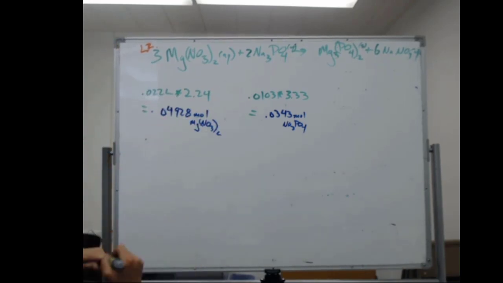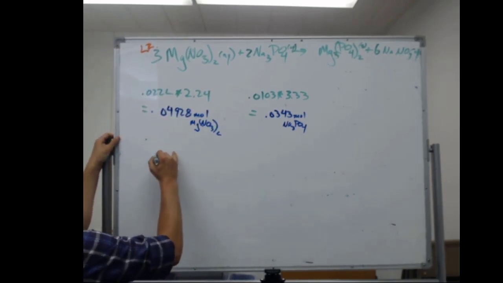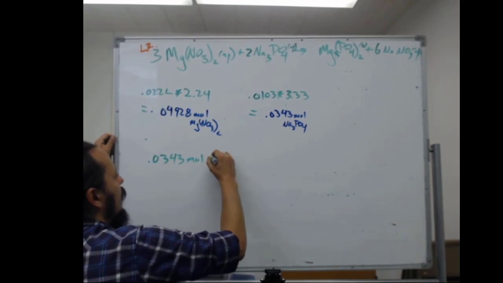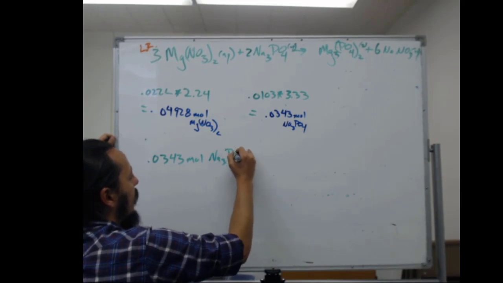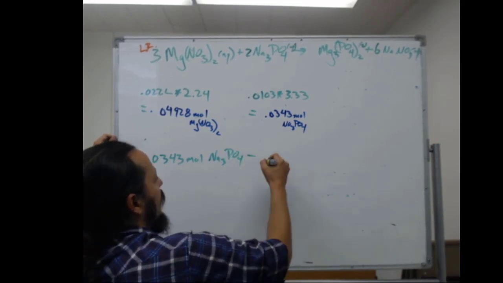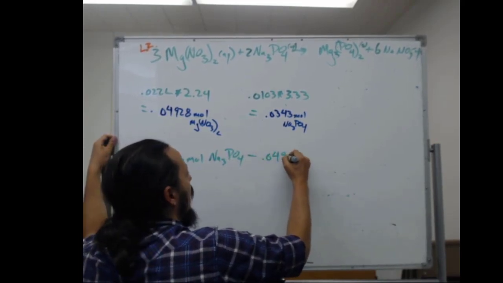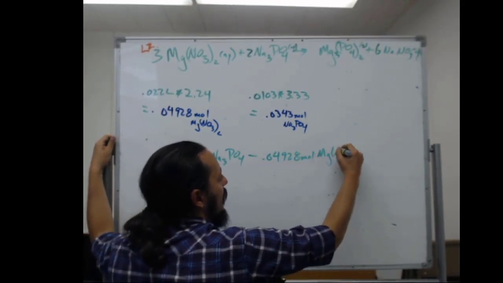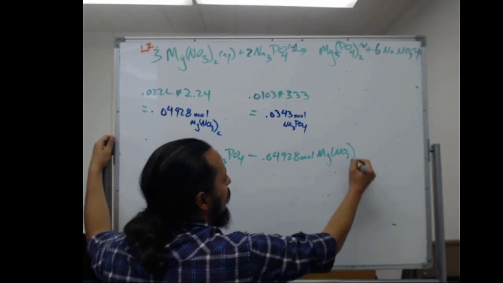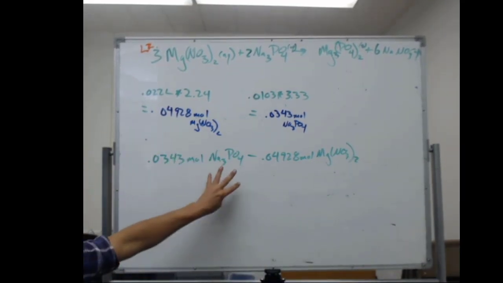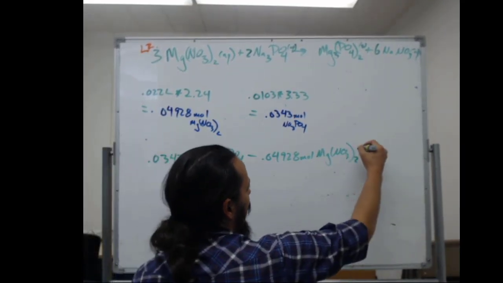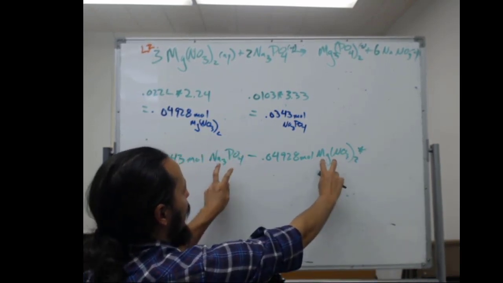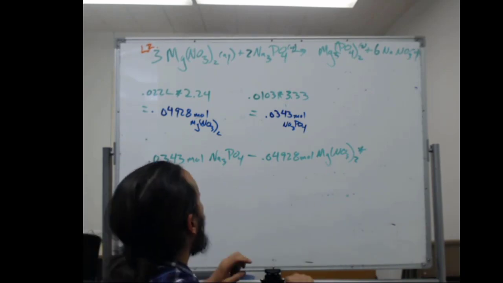We'll calculate how much excess reactant we have, so it's going to be 0.0343 moles sodium phosphate minus 0.04928 moles magnesium nitrate. And clearly, if this was it, we'd have a mistake because that's going to be a negative number. But we have to remember our mole ratio, right? Our units aren't matching. Magnesium nitrate, sodium phosphate, those are different compounds.